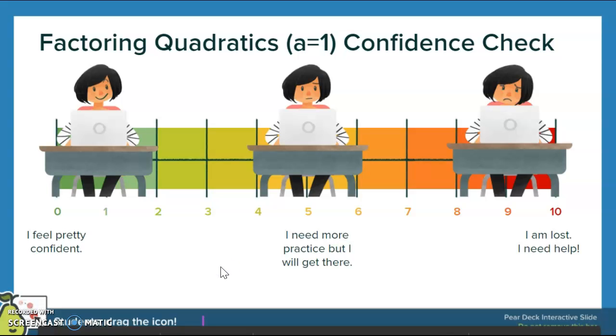Okay, then we went on to just reflecting on how confident you feel. So when a is equal to 1, factoring quadratics when a is equal to 1 is the simplest form. So you get to learn the key concepts here. And I want you to move this bar, the pink bar here, to where you feel how confident you are. I feel pretty confident. I need more practice, but I'll get there, or I am lost. I need help. Okay, so please move that so that I can see how you feel.